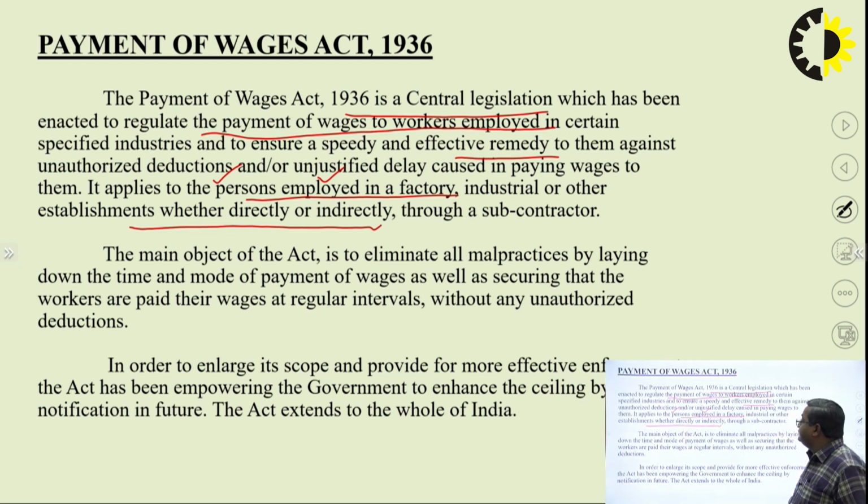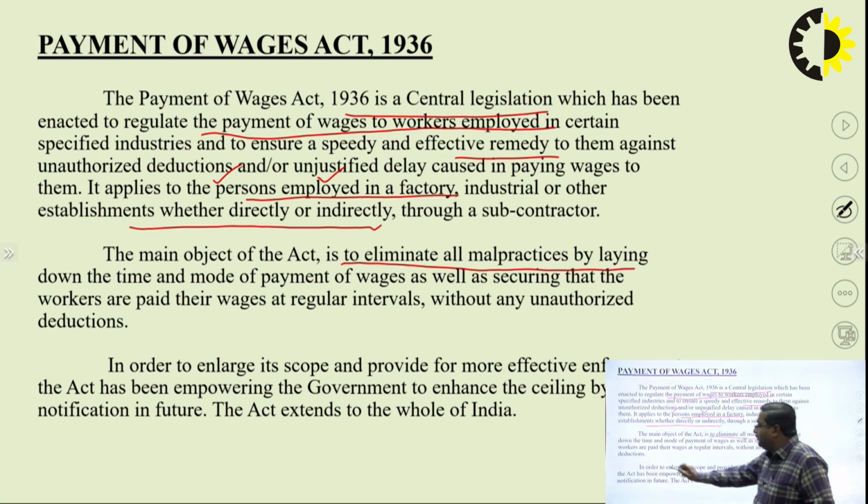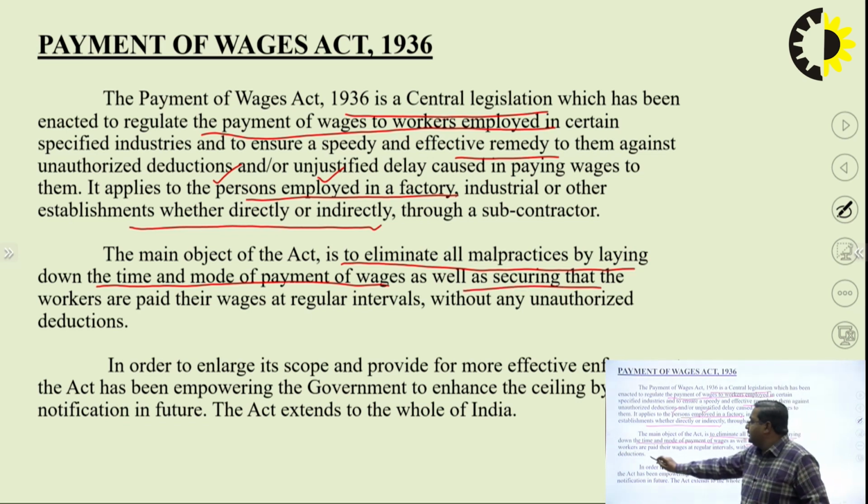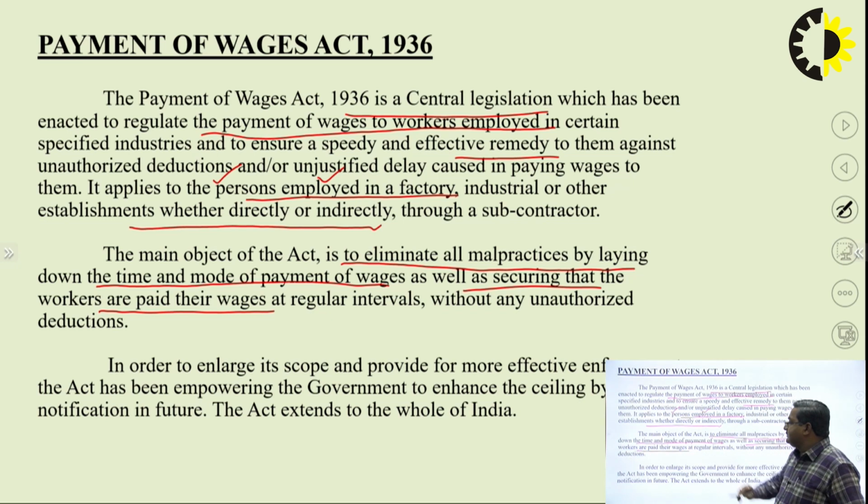Now, what is the main objective of this Payment of Wages Act? The main objective of the Act is to eliminate all malpractices by laying down the time frame and the mode of payment of wages, as well as securing that the workers are paid their wages at regular intervals without any unauthorized deductions.